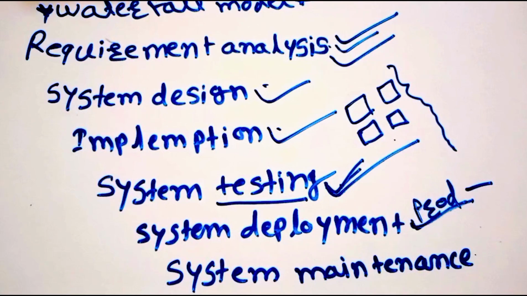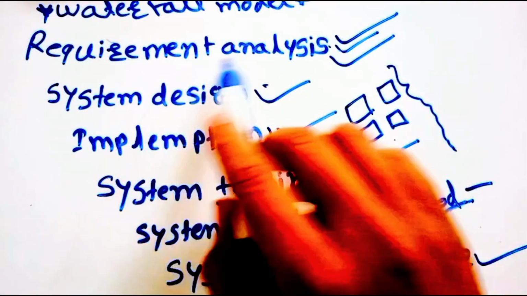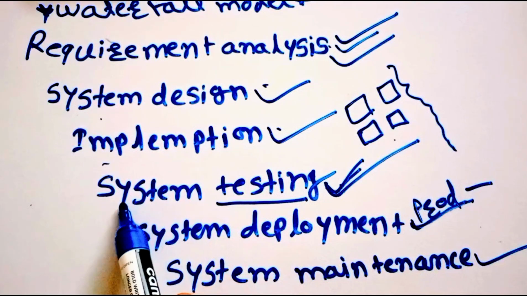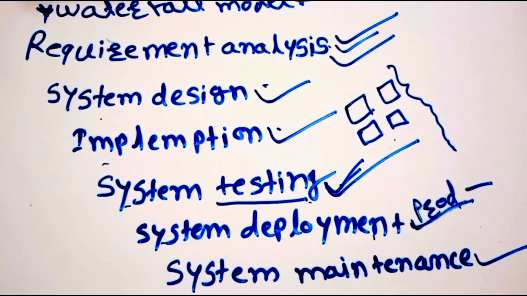The final phase involves maintenance of the software. The maintenance phase includes fixing any bugs that arise and making necessary improvements. Now, the waterfall model is straightforward and easy to understand: requirement analysis, system design, implementation, system testing, system deployment, system maintenance. All these things are very straightforward to understand.